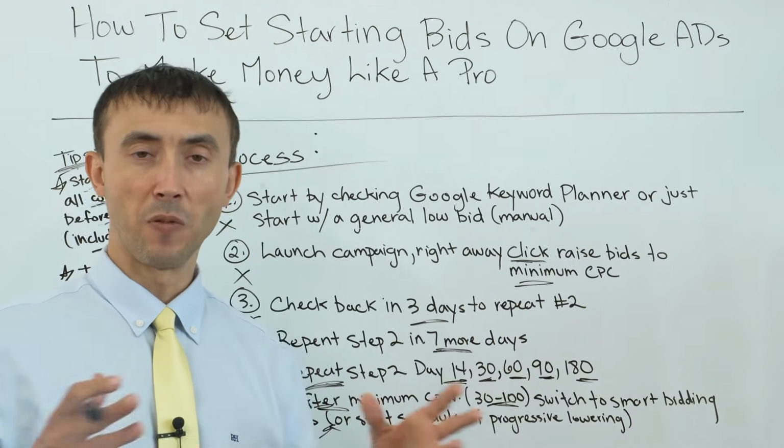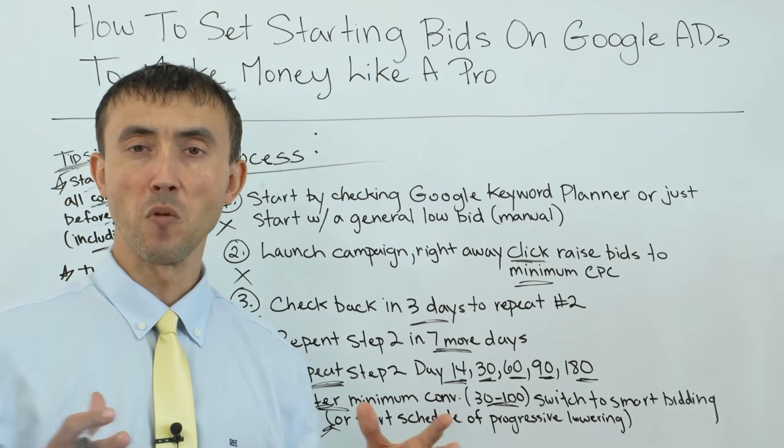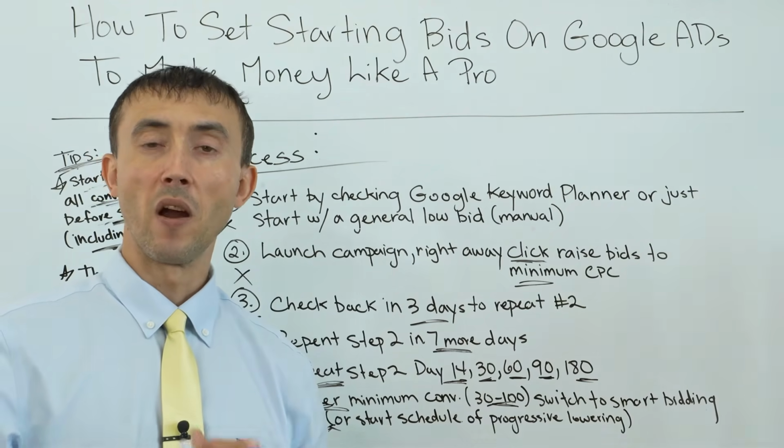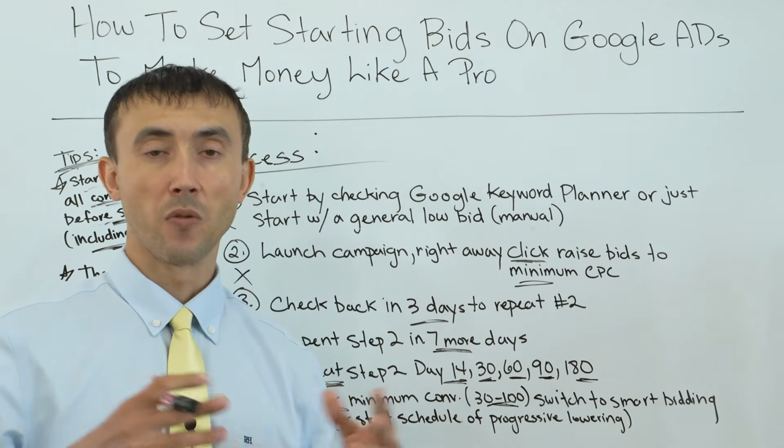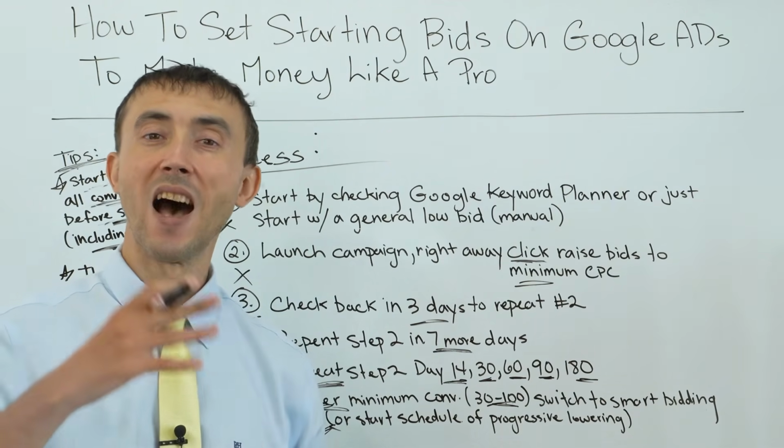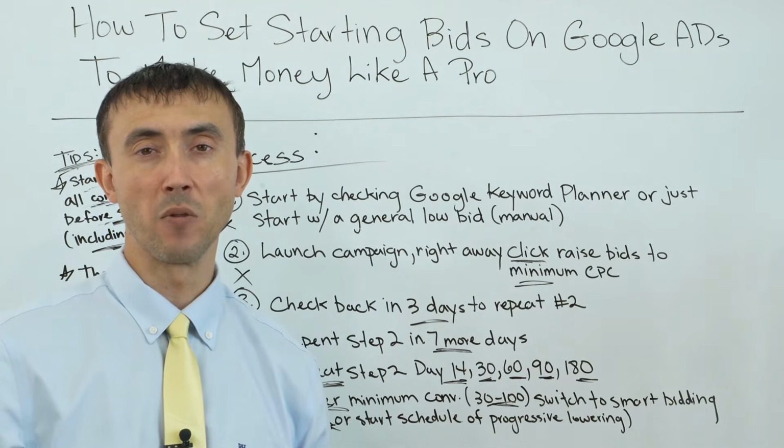And then on the flip side of that, we had a kitchen remodeling company recently where, like I mentioned before, we had to pay 3 to 4 times per click what the high end of the range on Google Keyword Planner was saying we had to pay.